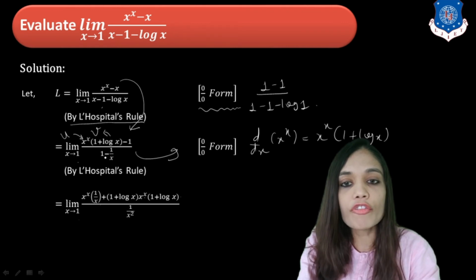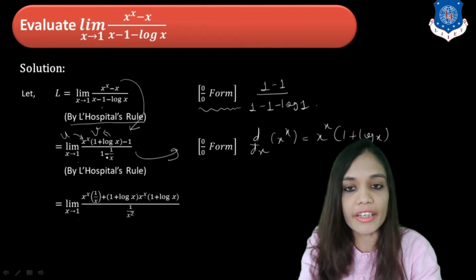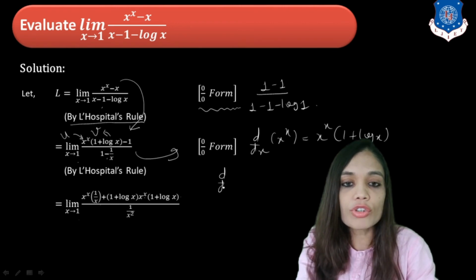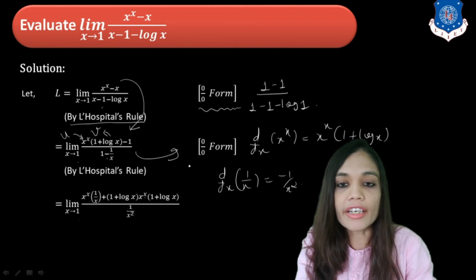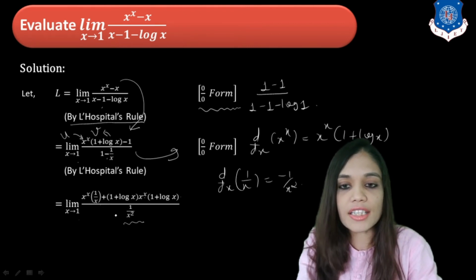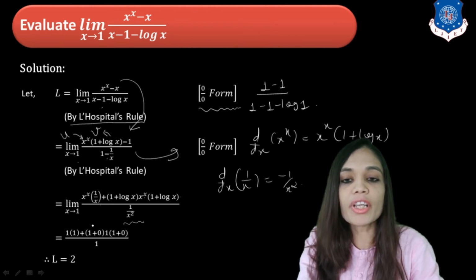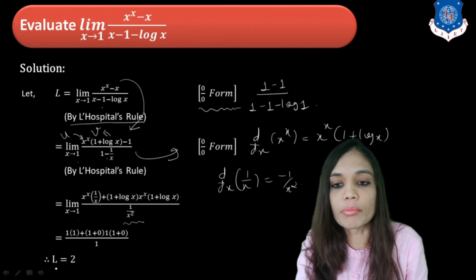Now derivative of 1 will be equal to 0. Keep minus as it is. Derivative of 1 by x will be equal to what? Minus 1 upon x square. So finally you will get minus minus plus and 1 by x square. Now if you put x is equal to 1 and simplify, you will get the answer of the limit as 2.